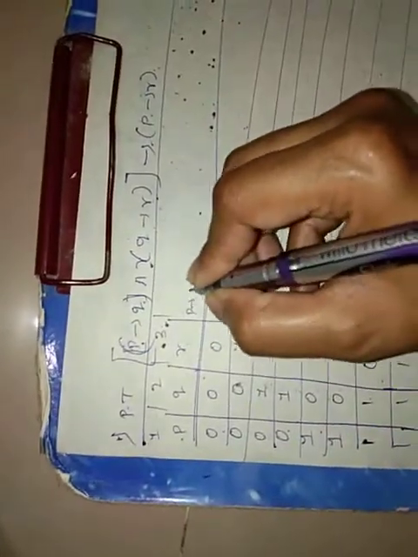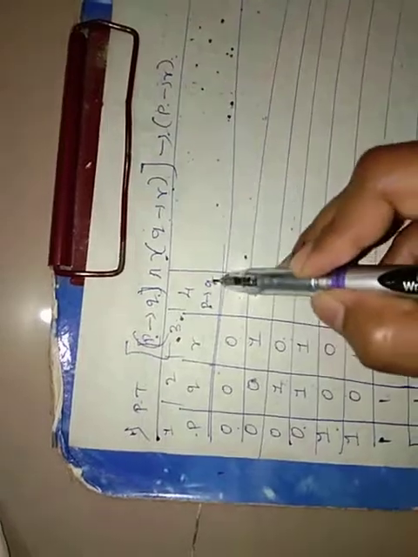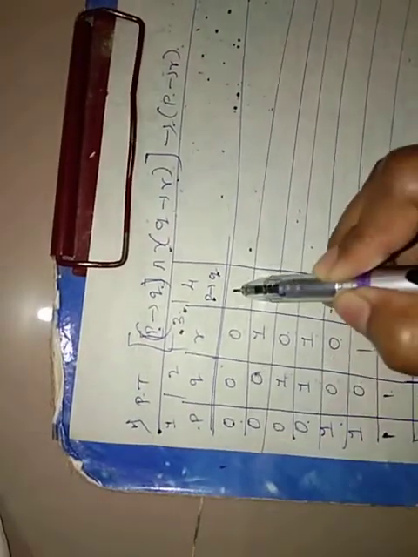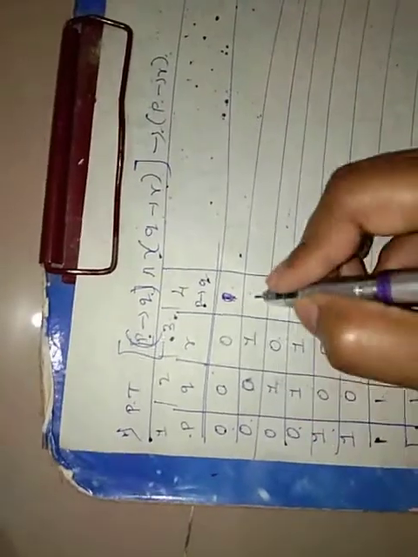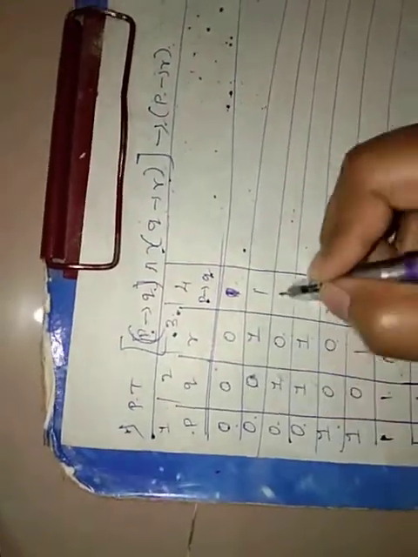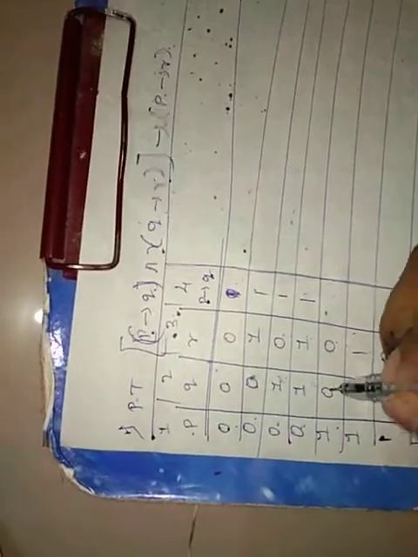First is P implies Q. I am constructing P implies Q and I will call this the fourth column. P implies Q: 0 implies 0 is 1, 0 implies 0 is 1, 0 implies 1 is 1, 0 implies 1 is 1, 1 implies 0 is 0, 1 implies 0 is 0, 1 implies 1 is 1, 1 implies 1 is 1.